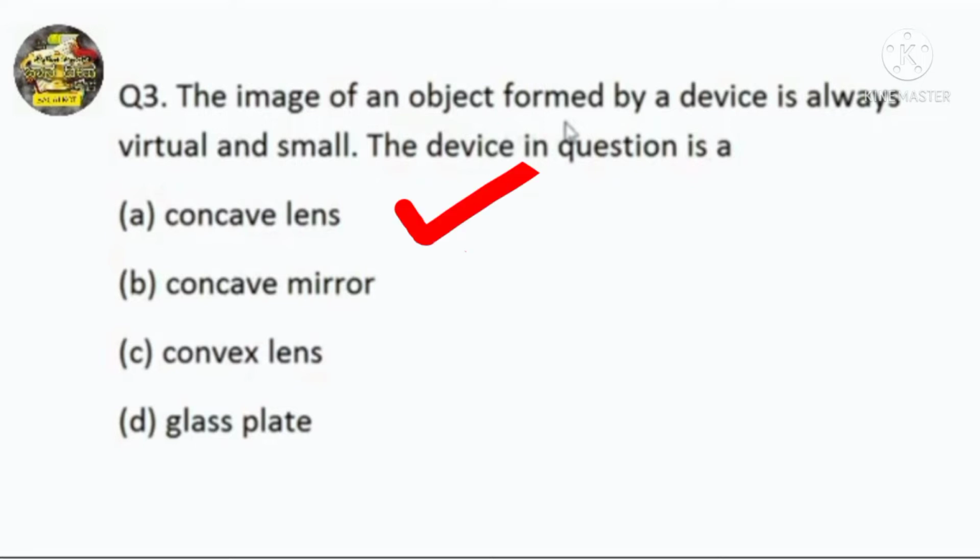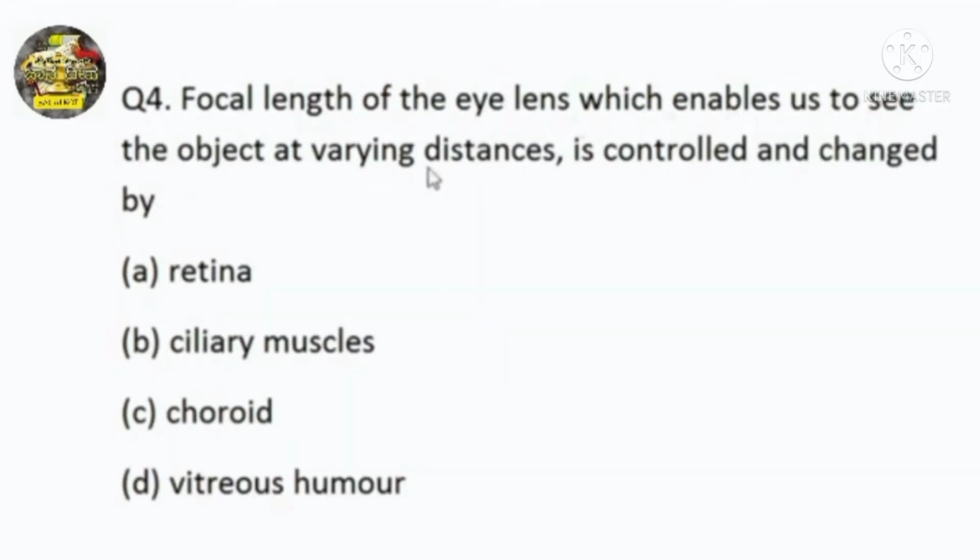Now let's move on to the fourth question. Focal length of the eye lens, which enables us to see the object at varying distances, is controlled and changed by option A retina, option B ciliary muscles, option C choroid, option D vitreous humour. For this question, the right answer is B, ciliary muscles.